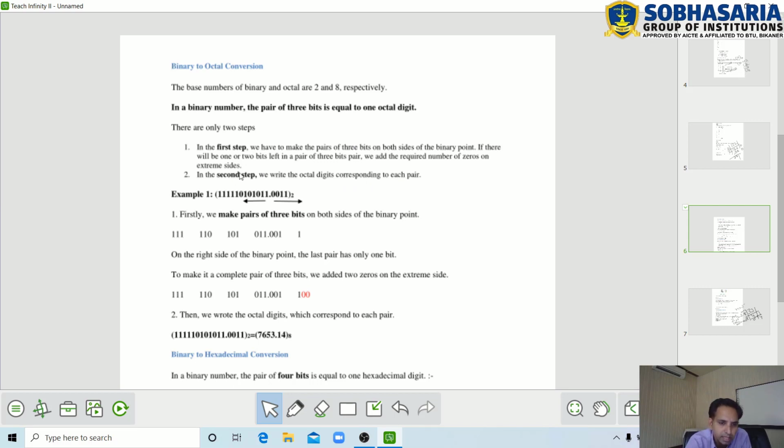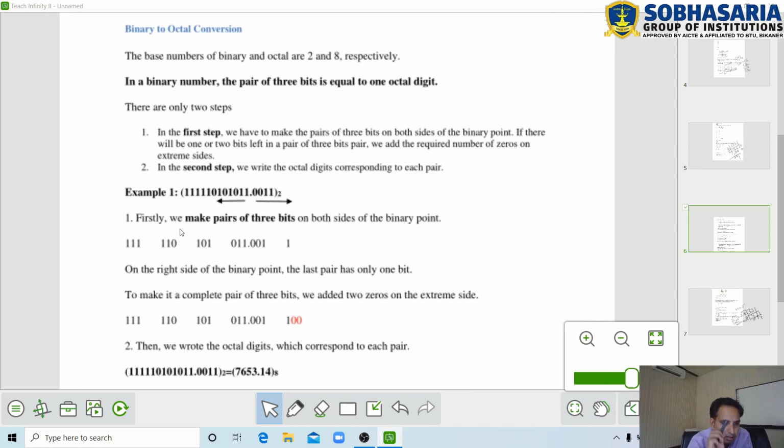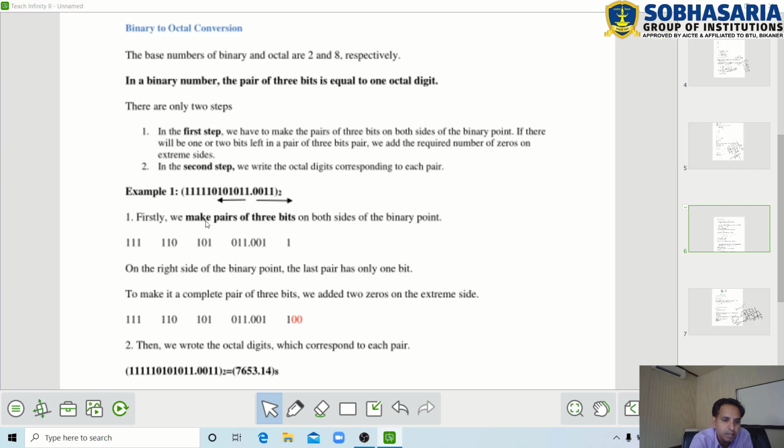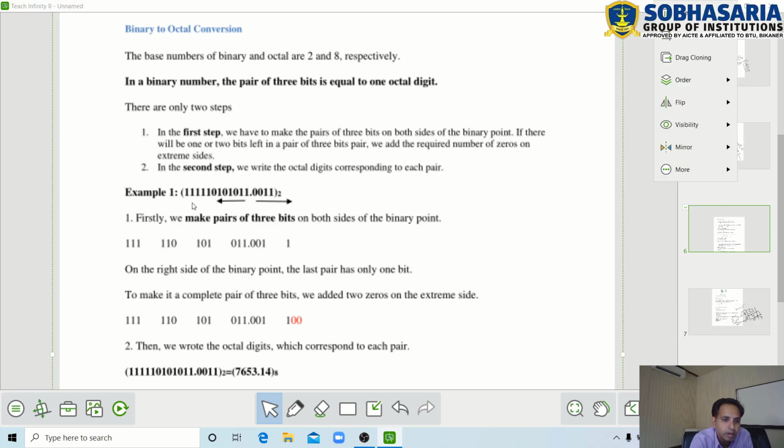For example, we take this binary number and convert it into an octal number. We take the pairs from the integer part from right to left, and for the fractional part from left to right. So firstly we make the pairs of 3 bits on both sides of the binary point. We take 110, which is the first pair, again 110, next 101 is the next pair, again 011 is the next pair, and last 111 is the next pair.